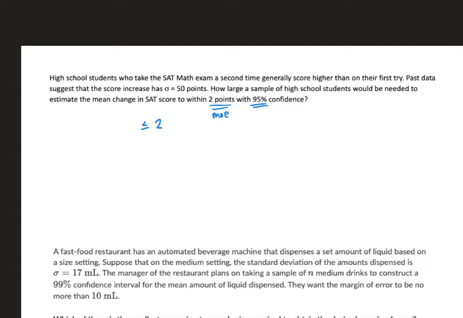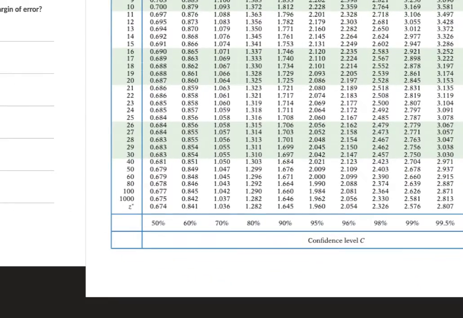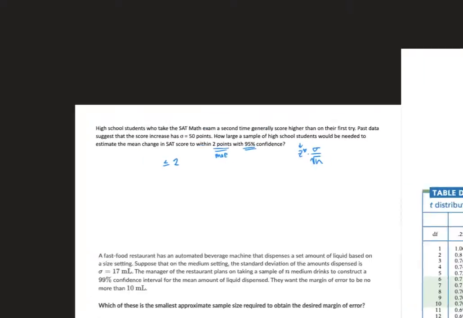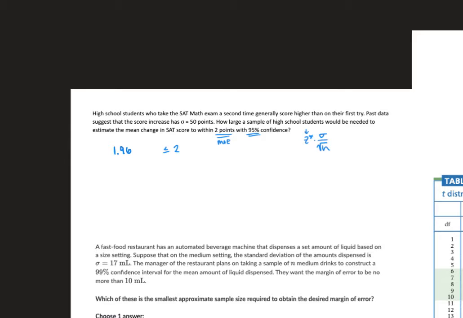So to calculate a margin of error for a problem about means, we do z star times sigma over the square root of n. That's kind of the general form. We are going to use z star for this, not t star, because we don't know the sample size, so we wouldn't be able to determine the degrees of freedom. The z star value gives us a conservative estimate. So for a 95% confidence level, we're using 1.96. So it's going to be 1.96 times our standard deviation sigma is 50 over the square root of n.